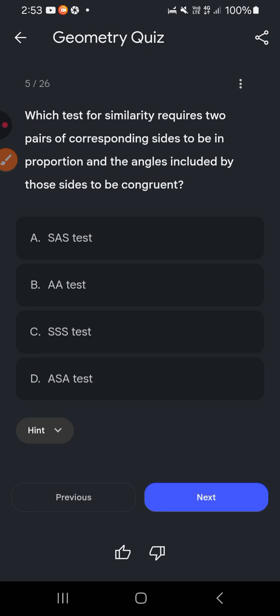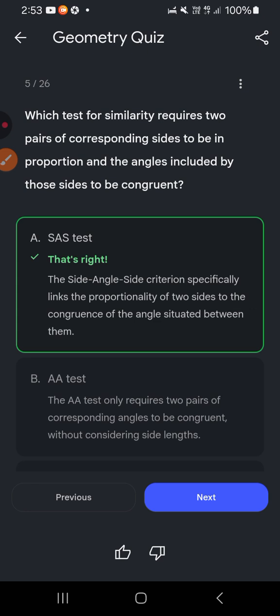Which test for similarity requires two pairs of corresponding sides to be in proportion and the angles included by those sides to be congruent? Answer is SAS test. The side angle side criterion specifically links proportionality of two sides to the congruence of the angle situated between them.